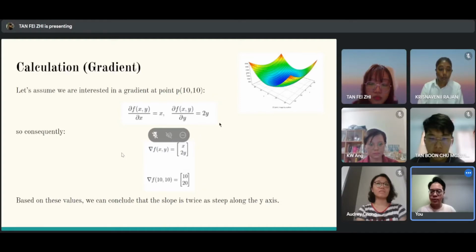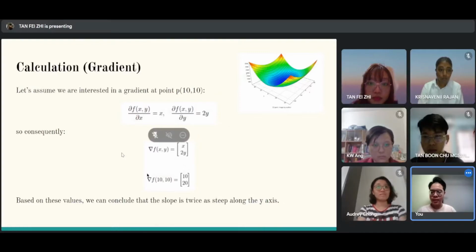After that we use the formula that includes the nabla symbol. Okay, and because of this value, we can conclude that the slope is twice as steep along the y-axis. Okay, next I will pass to my other team members.